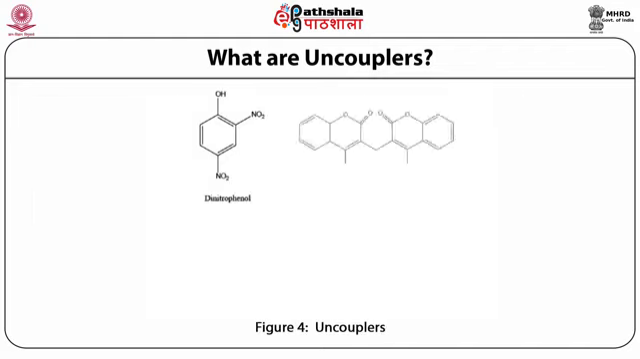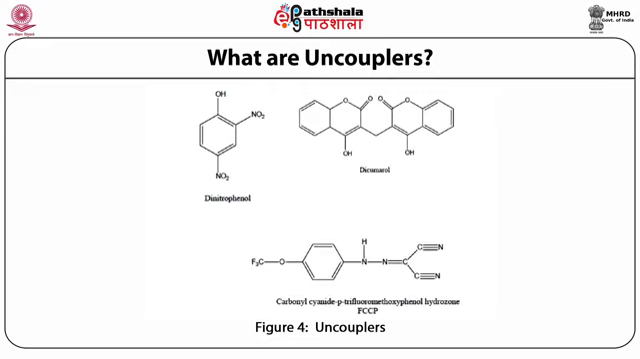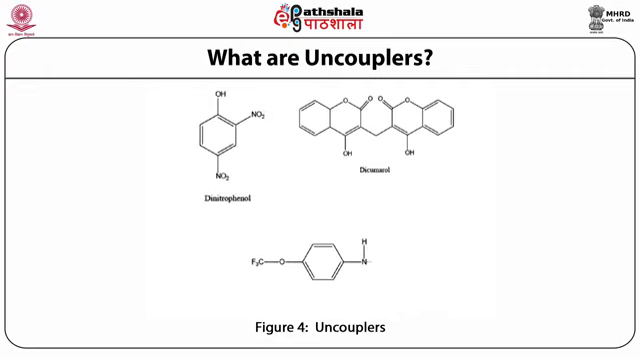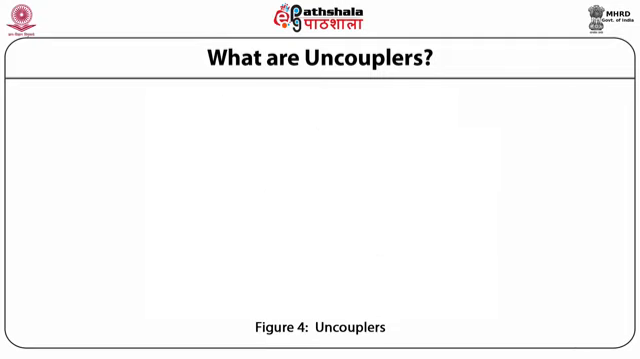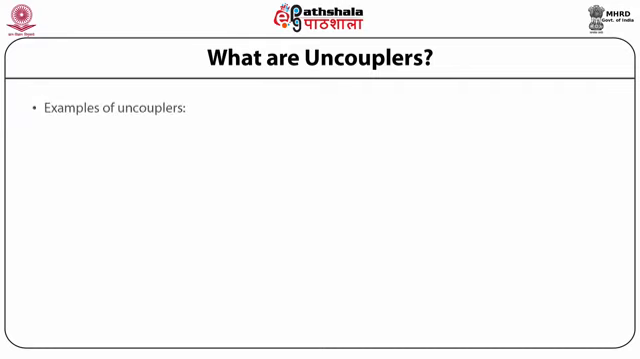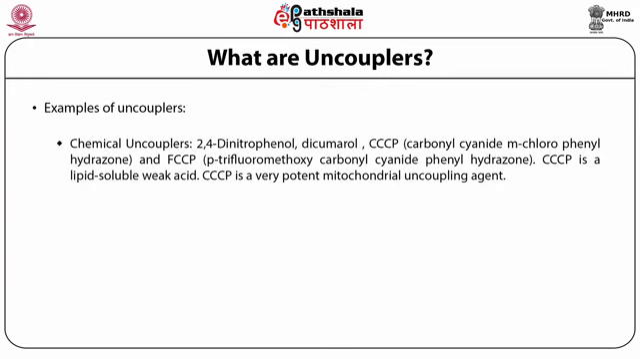These slides give us examples of certain uncouplers with diagrams. Over here, the diagram of dinitrophenol and FCCP has been given. We already went through certain examples of the uncouplers in the previous slide. Chemical uncouplers are 2,4-dinitrophenol, dicumarol, CCCP, that is carbonyl cyanide m-chlorophenyl hydrazone, and FCCP, that is p-trifluoromethoxycarbonyl cyanide phenyl hydrazone.